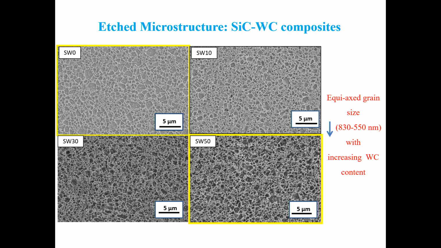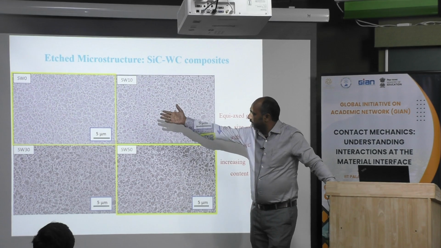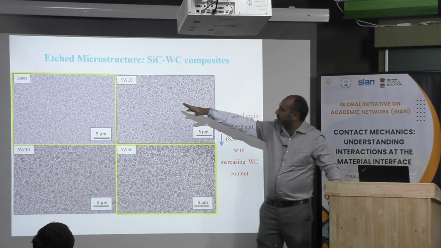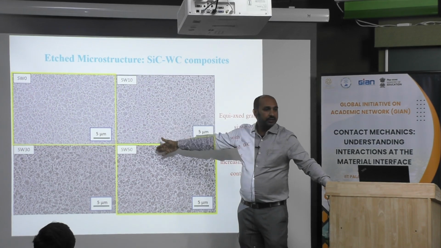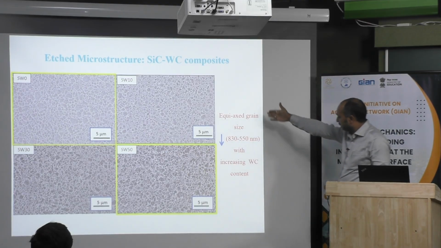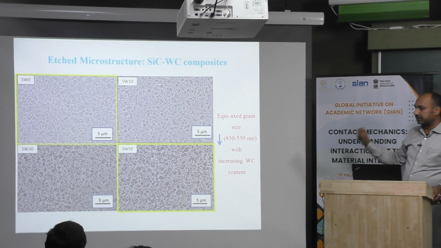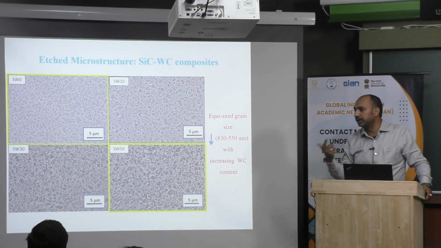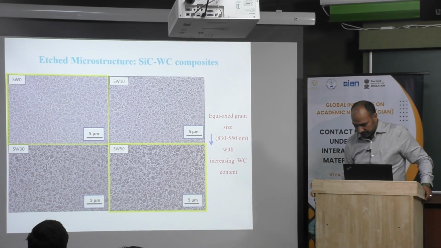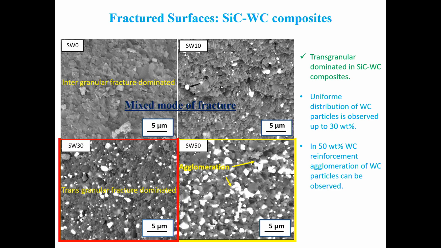So, the etched microstructure. First we have to analyze it. With incorporation of tungsten carbide from 0 to 50%, we can see a reduction in grain size from 830 to 550 nanometer. This reduction in grain size will give you very good properties, which we will see just now. First we will see the fracture toughness.